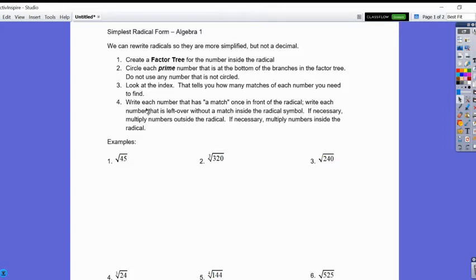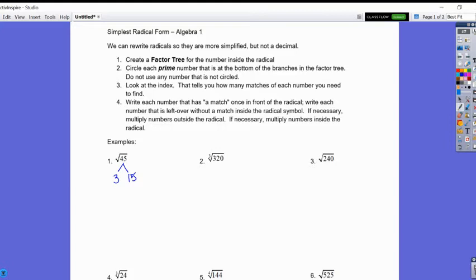So the process for doing this is going to involve making a factor tree. So we're thinking about two numbers you can multiply together to make 45. It could be any pair of numbers. So maybe you're going to go with a 3 times a 15, or maybe you're going to go with a 5 times a 9, whatever you choose.